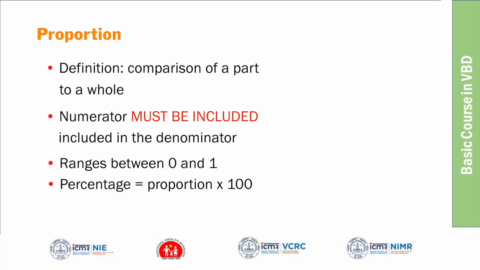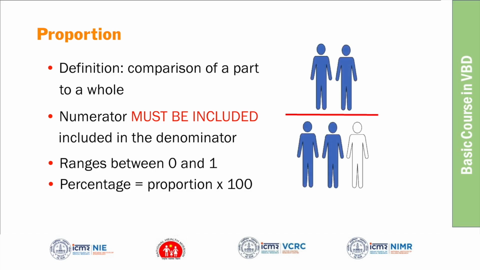So mathematically, when we call something a proportion, it has a numerator and a denominator, where the numerator is part of the denominator. So the numerator must be included in the denominator. For example, if I say out of the 100 individuals who are more than 30 years who came to my PHC today, after screening, I found 15 of them to have hypertension. So a total of 100 people came, and of them 15 were detected to have hypertension.